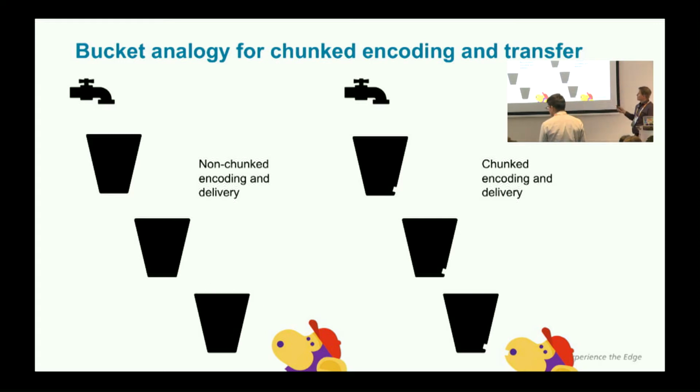Now, how does this look different? With chunked encoding, chunked transfer, we can model this as a bucket with a hole in it. So now when I put water in, it flows from my encoder to my CDN to my source buffer much faster. And that's the simple analogy of what I'm speaking about here.